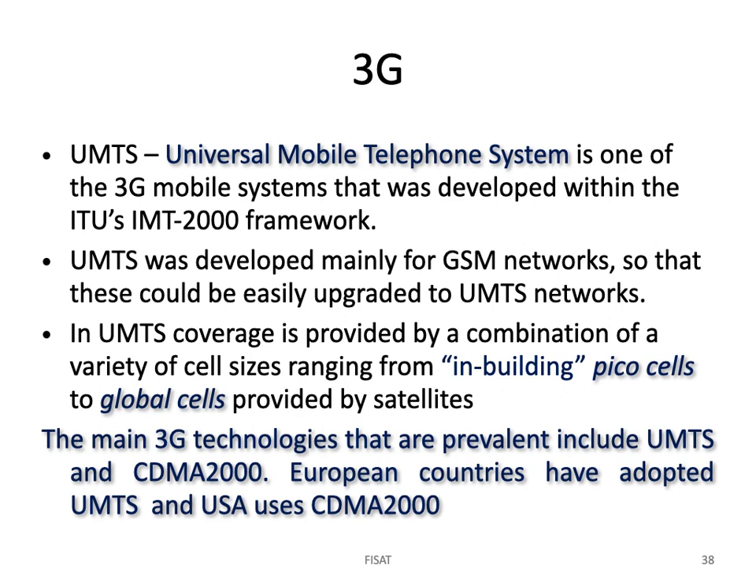In UMTS, coverage is provided by a combination of a variety of cell sizes ranging from in-building picocells to global cells provided by satellites. The main 3G technologies that are prevalent include UMTS and CDMA 2000. European countries have adopted UMTS and the USA uses CDMA 2000. It operates at a range of 2100 MHz and has a bandwidth of 15 to 20 MHz.